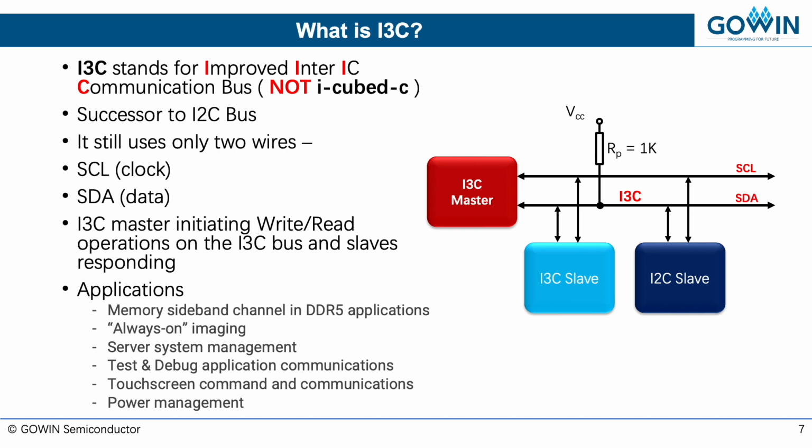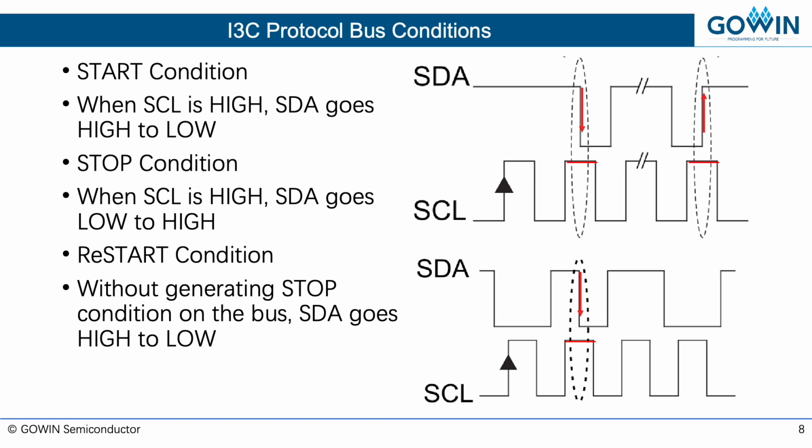On an I3C bus, you can connect an I2C slave device and it will work just as it did on an I2C bus, with some caveats. Also, an I3C slave in an I2C bus will power up as an I2C slave device and will continue to work as such. I3C started off as a sensor bus, but it has now found its use in lots of other applications. Here are a few. Memory sideband channel in DDR5 applications, always-on imaging, server system management, test and debug applications, touchscreen command and control, power management.